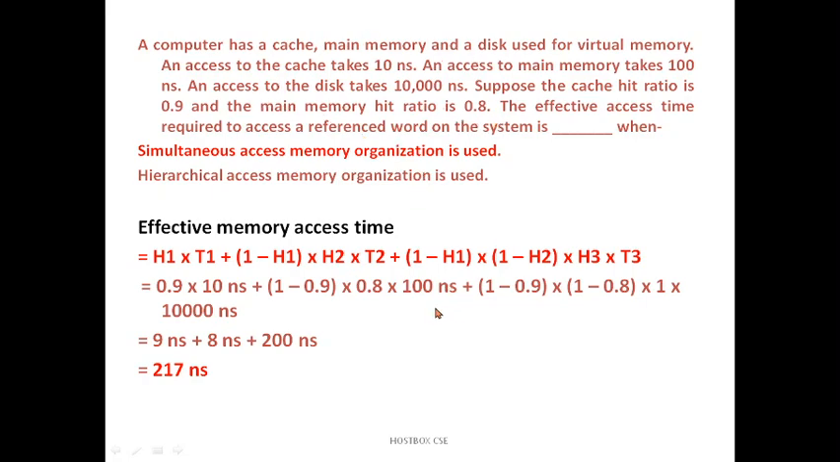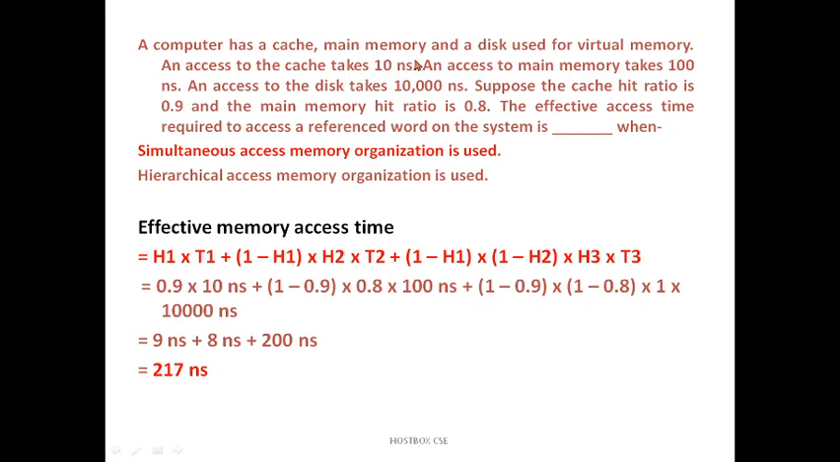So totally 100 seconds constant. I am writing 100 plus 1 minus 0.9, that is as usual. Now 1 minus h1 value is what? 0.9. Similarly 1 into 1 minus 0.8, because the h2 value is 0.8 here, into 1. The h3 value is not given. Let's assume that h3 is 1 into T3 value. What is the T3 value now? That is 10,000 nanoseconds.